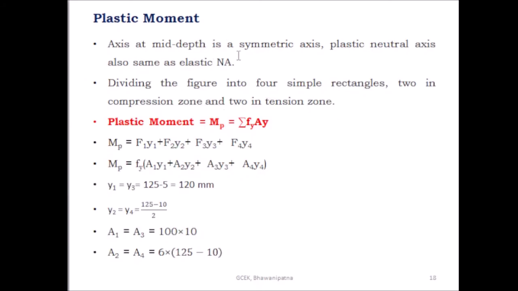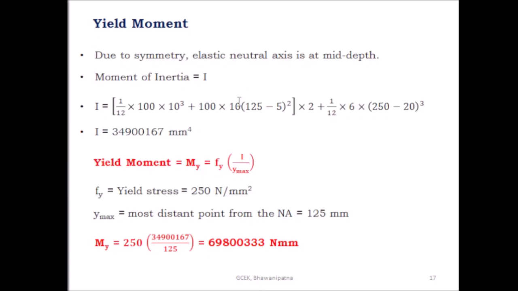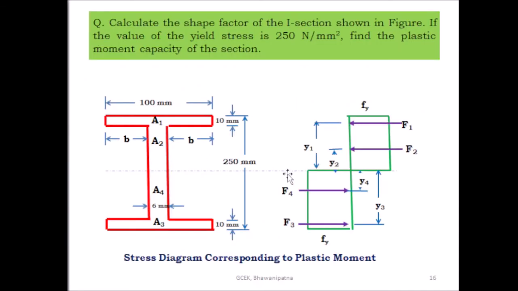Then find out the plastic moment. The axis at mid depth is the symmetric axis, and the plastic neutral axis is also the same as the neutral axis. In this case, as this is a symmetrical section, both the elastic neutral axis and plastic neutral axis are in the same line. Because in plastic neutral axis, the neutral axis divides the area into two equal halves. That is, the compression area is equal to tension area. So here for A1, this is the force Y1, and for A2, this is the force Y2, for A4, Y4, and for A3, Y3.